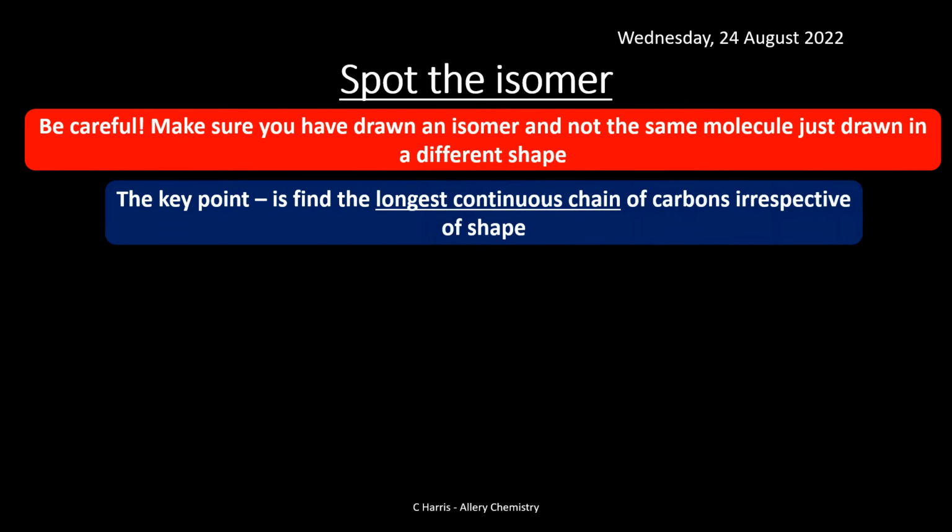And the key thing when you're doing isomers is you've got to find the longest continuous chain of carbons, irrespective of the shape. It can be zigzag, it can be upside down, it can be vertical, horizontal, diagonal. It doesn't matter how you draw it, you've got to find the longest continuous chain.